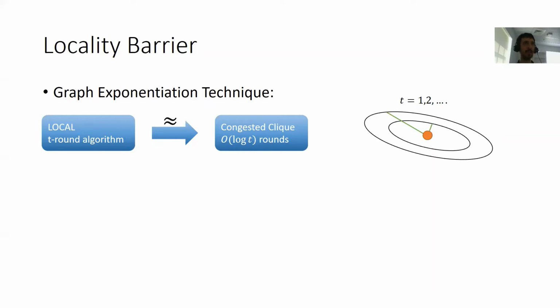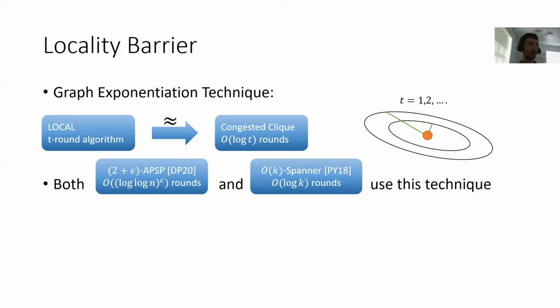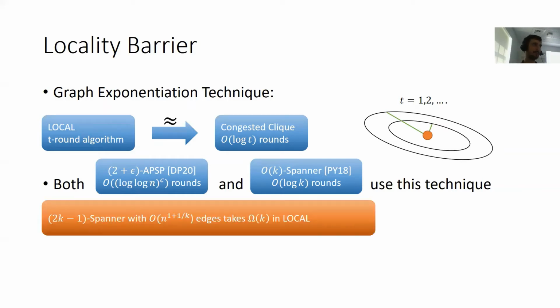And informally, it does this if you can collect, at the ith round, relevant information from the 2 to the ith neighborhood. And both the works of Dory and Parter, and Parter and Yogev, for all pairs shortest path and spanners respectively, use this technique. The problem is for 2k minus 1 spanners with an optimal number of edges, it can be shown that you need omega of k rounds in the LOCAL model. Meaning if we use this technique, then we can't get better than the order of log k regime.